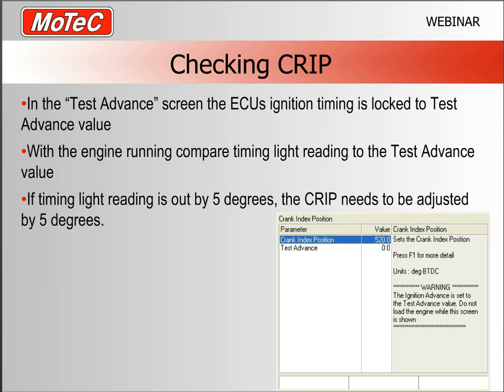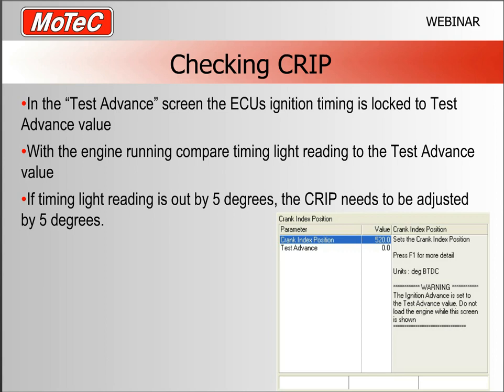So if we wind the engine over and use the timing light, we should hopefully get 0 degrees on the timing light as well. What we're trying to say is, based on our crank index position and our locked Test Advance of 0, the timing light should say 0. Now, if the timing light says maybe 5 degrees advanced, that means our CRIP is wrong by 5 degrees and it needs to be increased by 5.